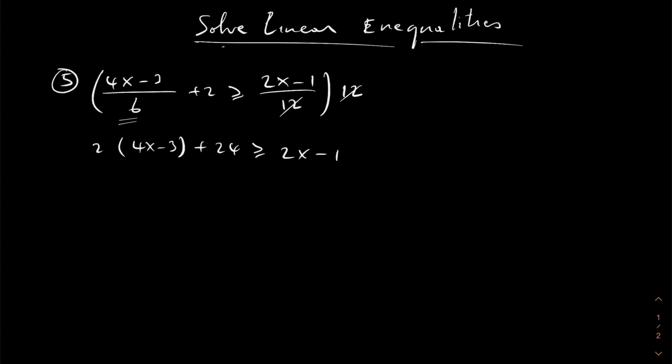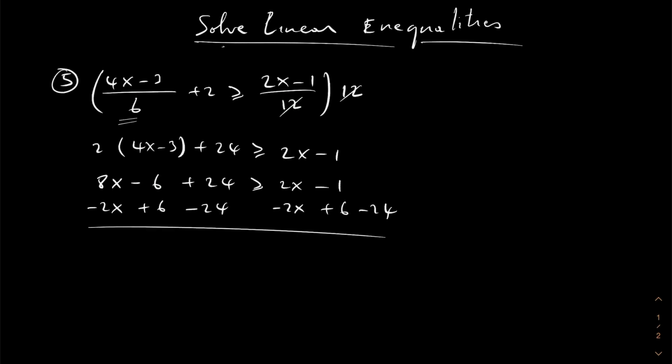And so with that, we're going to have 2 times 4x giving us 8x, 2 times negative 3 giving us negative 6, all that plus 24, bigger than or equal to 2x minus 1. And so now we need to isolate the variable x on one side of our inequality. So we're going to have to do negative 2x on both sides. Then we're going to kick out all the non-x terms from the left side of our inequality. So we're going to have to do plus 6 on both sides and also negative 24 on both sides.